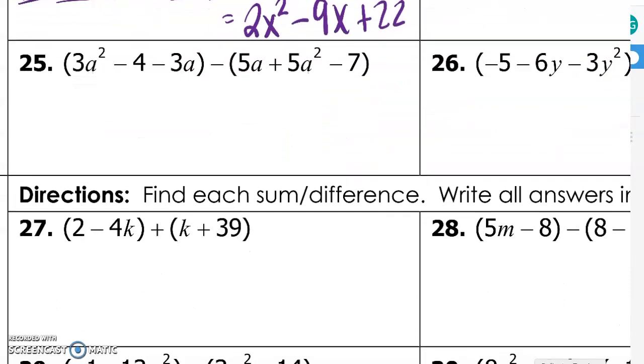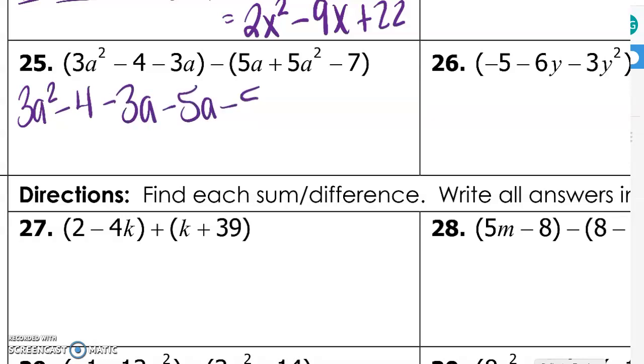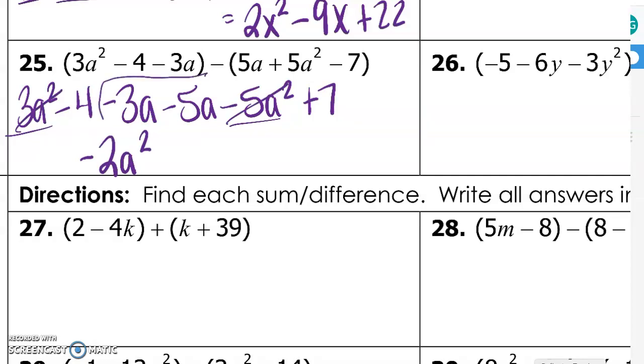And finally 25. 3a squared minus 4 minus 3a minus 5a minus 5a squared plus 7. Again, we're going to go in standard form, so our a squared needs to go first. 3 minus 5, negative 2a squared. Then these two right in the middle, negative 3a minus 5a would give me minus 8a. And then negative 4 plus 7 would give me plus 3.